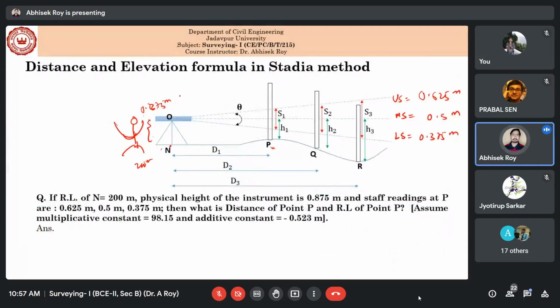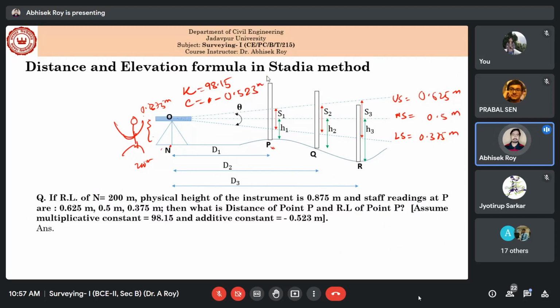Also, for this instrument, the multiplicative and additive constants are given. The multiplicative constant is 98.15, and the additive constant is minus 0.523 meter.